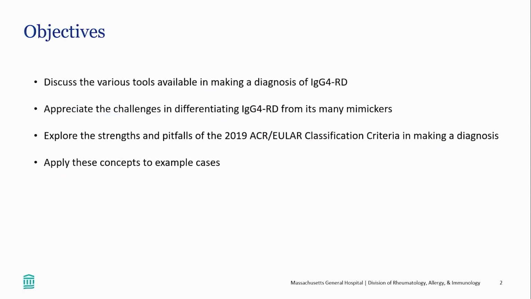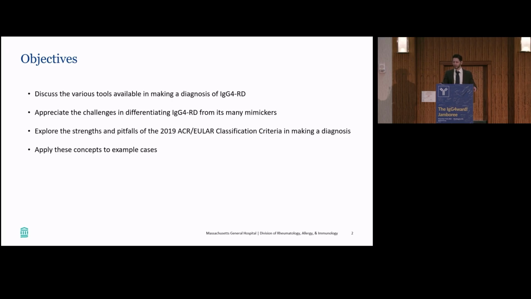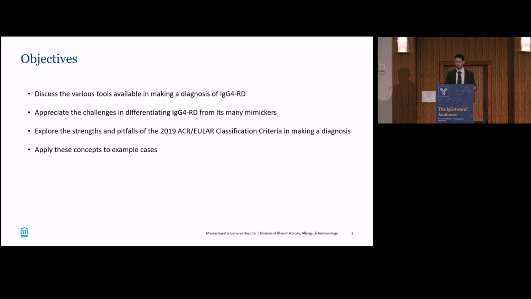So some of the things we'll talk about are to discuss the tools that we have available to make a diagnosis of IgG4-related disease. We'll spend a while talking about the challenges in differentiating IgG4-related disease from its many, many mimickers. We'll explore some of the strengths and the pitfalls of the 2019 ACR-EULAR classification criteria, something that has come up a few times in other talks already. And we'll apply these concepts to some cases and see how we can get to a diagnosis in certain cases.